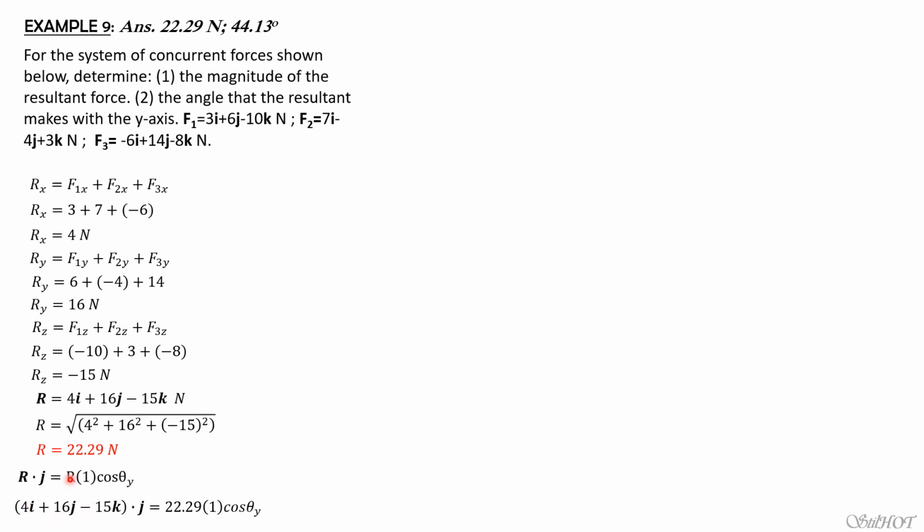And take note that i dot j is 0, k dot j is 0, so the only product that has value is j dot j, and j dot j is 1, so it is 16. So 16 equals 22.29 times cosine of theta y. Solving for theta y, it is inverse cosine of 16 divided by R. Take note that 16 is Ry and 22.29 is R. So theta y equals 44.13 degrees.